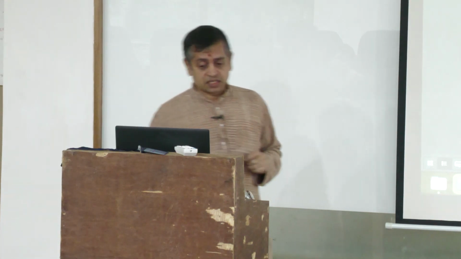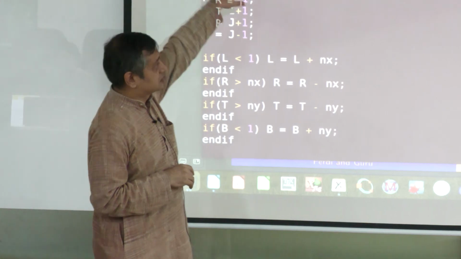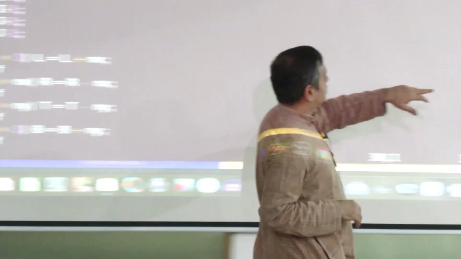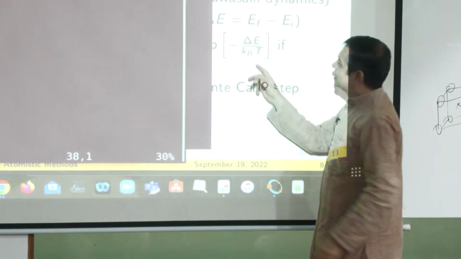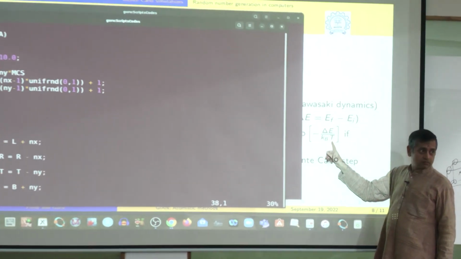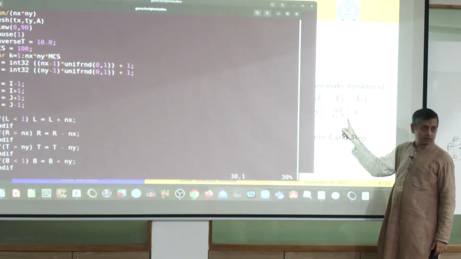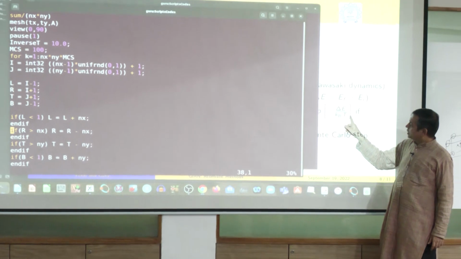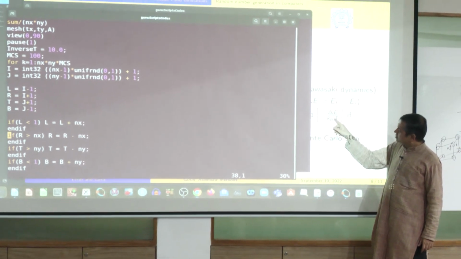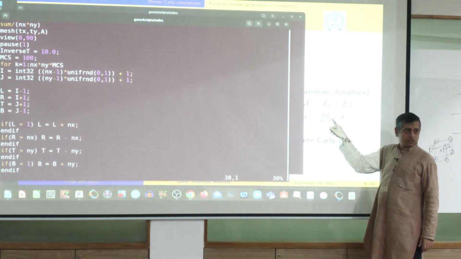So, I have this value called inverse t here. See, there is exponential minus delta E by kBT. So, 1 by T is the factor, and I can normalize delta E by kB also, that is possible.